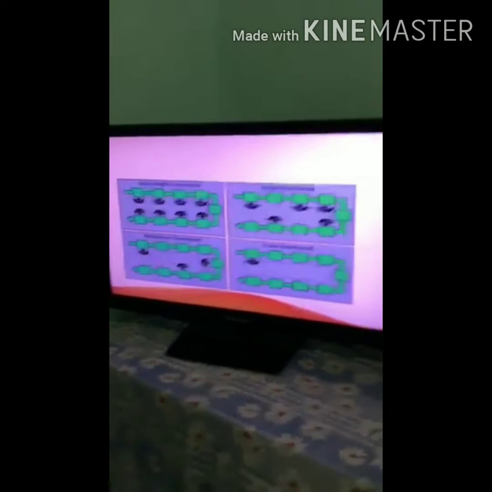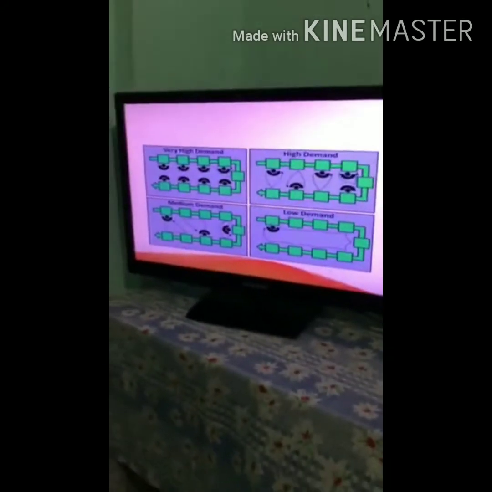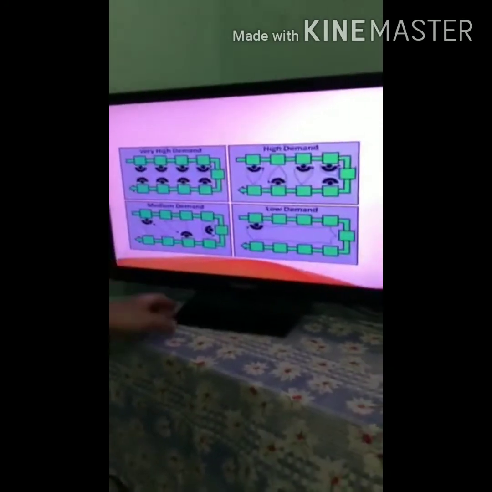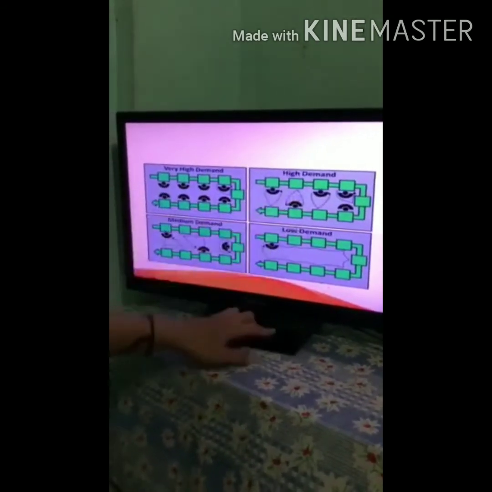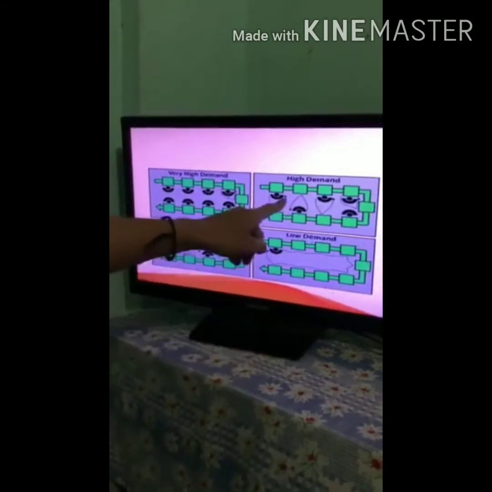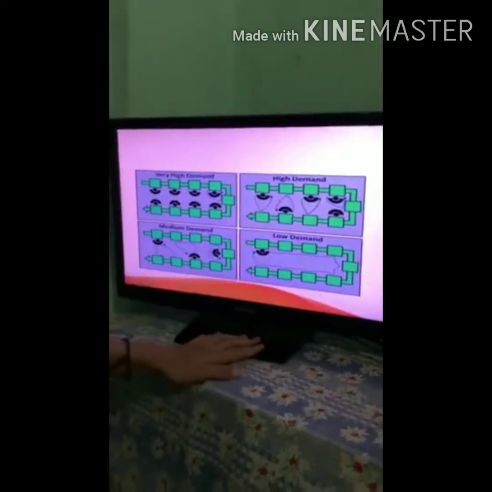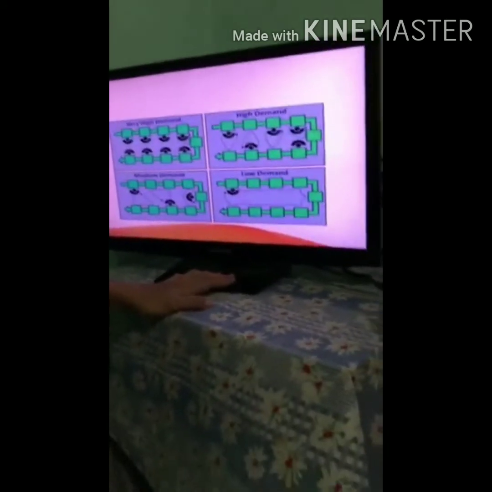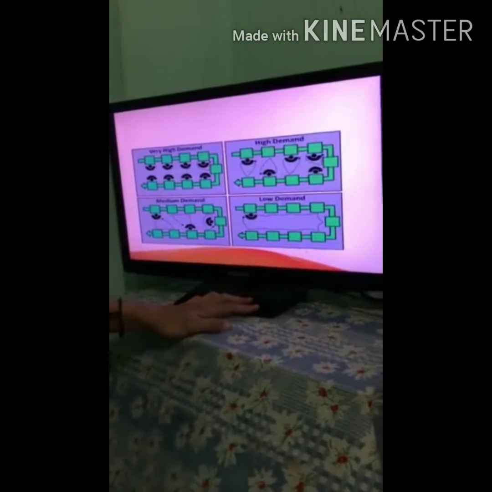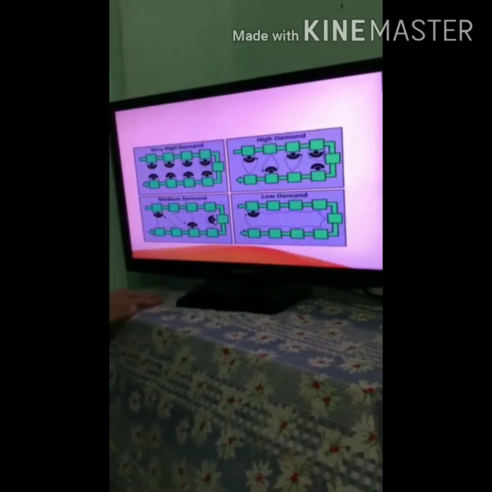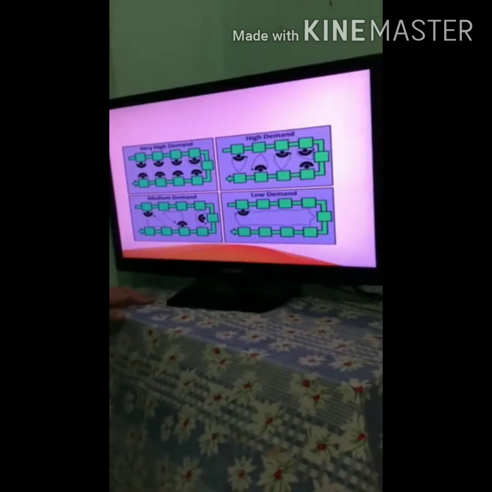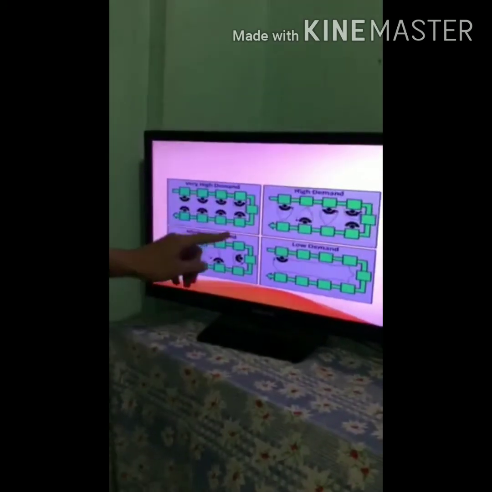So if the demand is high, the same as the medium, the workers will operate two or three workstations to produce more outputs. So if you have a very high demand, you put all the workers at every workstation to produce more outputs.